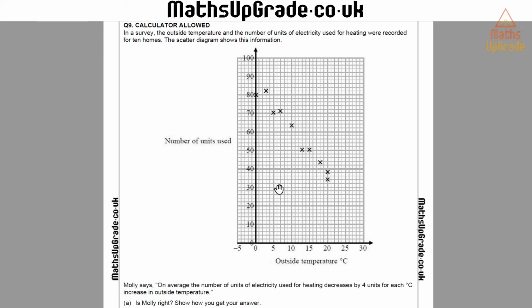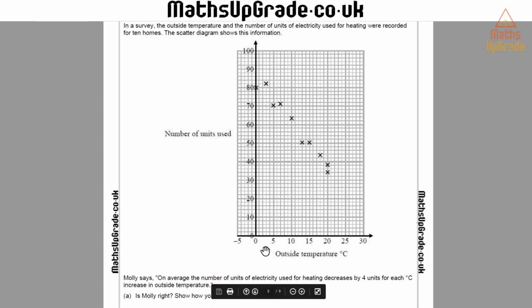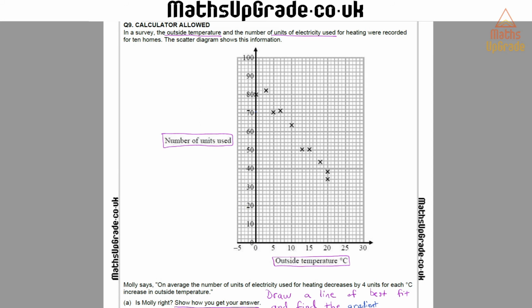It's actually saying that every time the outside temperature goes up by 1 degree, the number of units decreases by 4 units. Right? So we need to check that. We're going to check that by first of all drawing a line of best fit on this data, and then we're going to find the gradient. The gradient will tell you how much the units change for each degree Celsius. If you're not sure on how to find gradient, be sure to check out my video on gradients on this channel. So here's my line of best fit.